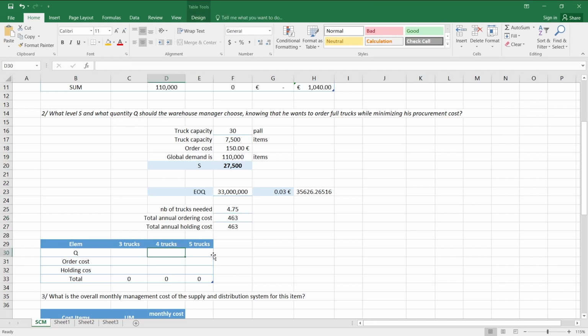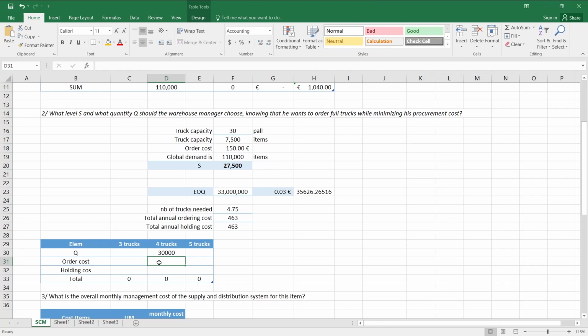So here for the 4 trucks, the quantity would be simply 4 times the truck capacity in terms of items. So for 4 trucks, we will have 30,000 items.